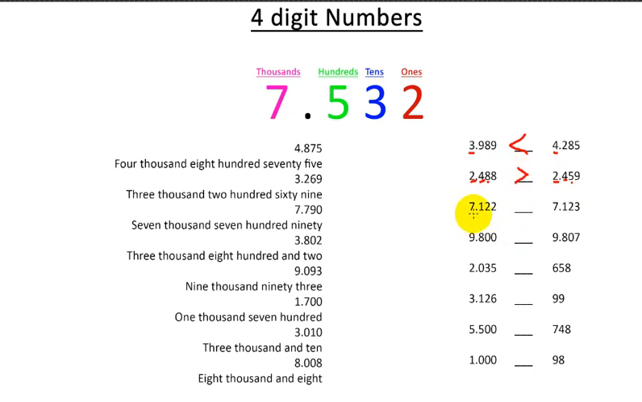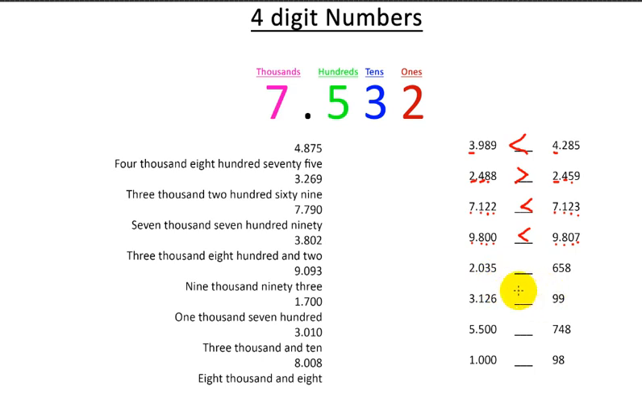Next up, I have 7,122 on one side, 7,123 on the other side. 7 is the same as 7. 1 is the same as 1. 2 is the same as 2. But this 2 is less than this 3, so this number is greater. Next up, we have 9 the same as 9, 8 the same as 8, 0 the same as 0, 0 being less than 7, so this is also greater.